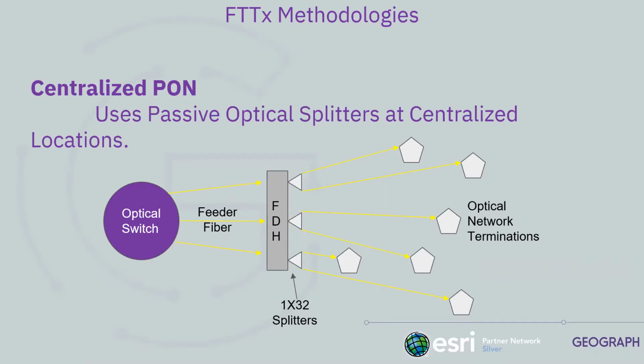Now, in a centralized passive optical network, what you're using is splitters coalesced or centralized at a central location, where you have your optical switch, and you have feeder fibers going out to this centralized location. All your splitters are housed in one location, and then you have a distribution network out to your ONTs. So as we talk about centralized PON, this is the type of architecture and structure that we're referring to.